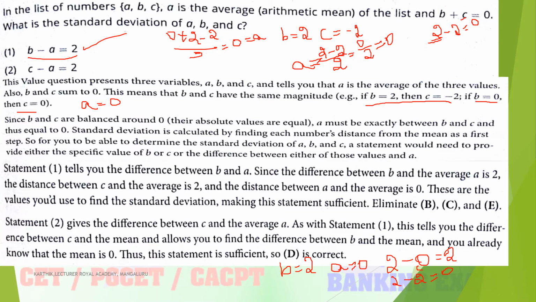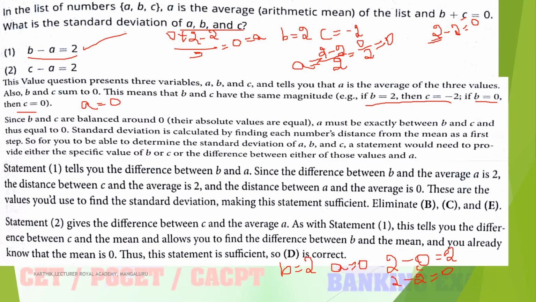So then from that you can determine the A value. From that you can determine the standard deviation of A, B, C. Once you determine the values of A, B, C, you can easily determine the standard deviation. So from the first statement alone you can determine it. So go for the second statement.